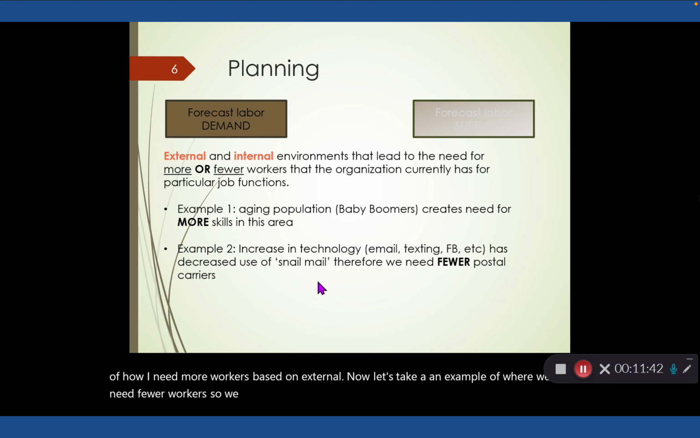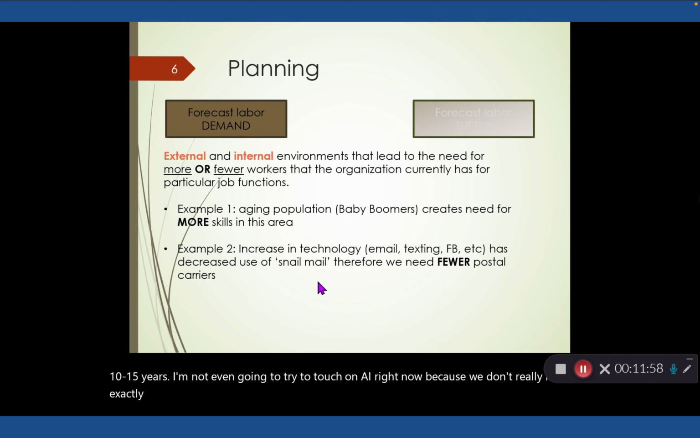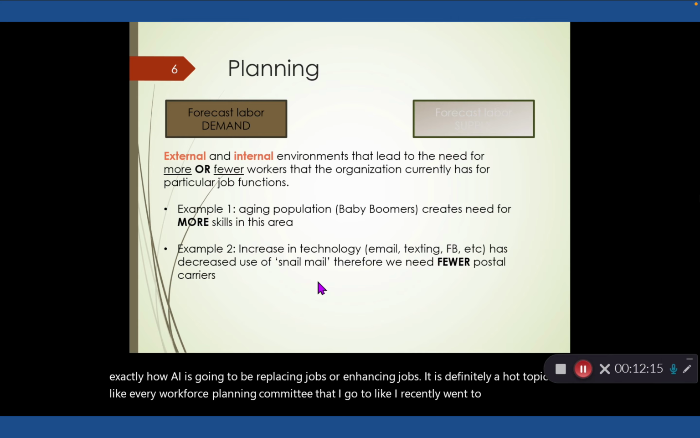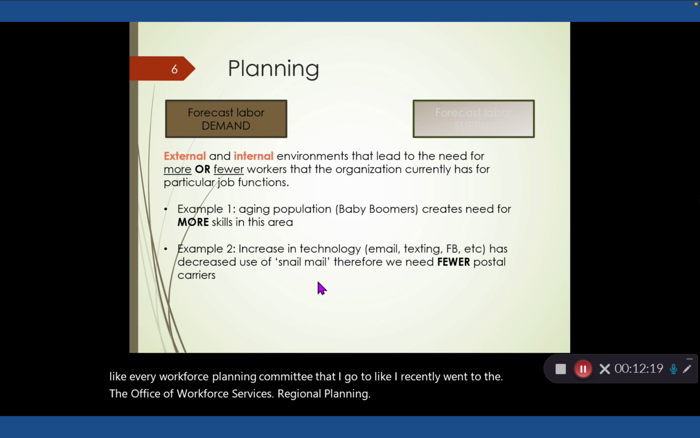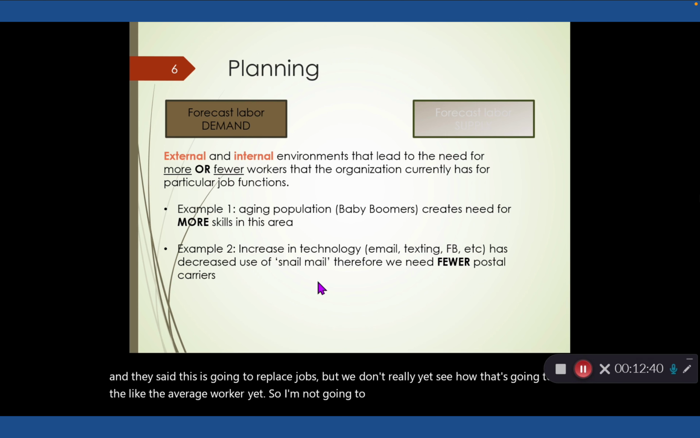So we definitely have an increase in technology. This has been an example for the past 10, 15 years. I'm not even going to try to touch on AI right now because we don't really know exactly how AI is going to be replacing jobs or enhancing jobs. It is definitely a hot topic. At every workforce planning committee that I go to, I recently went to the Office of Workforce Services Regional Planning Committee Summit. There's a lot of words in that. It was recent, and they talked a lot about AI, and they said, oh, this is going to replace jobs, but we don't really yet see how that's going to impact the average worker. So I'm not going to talk about that one, but we do know.